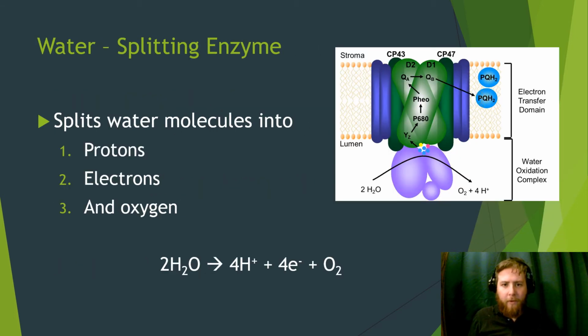So we have this cool molecule here called the water splitting enzyme, and it splits water molecules into three things. It splits them into protons, this 4H+ here, into electrons, these 4e-, and into molecular oxygen that plants breathe out. So with this, we're getting two really cool things. We're getting more protons on the inside. We've been pumping protons from the outside with the electron transport chain, and now we're getting more protons on the inside, and we're getting more electrons to continue to run the photosystem to get more and more protons on the inside. And we'll talk about why that's important next.